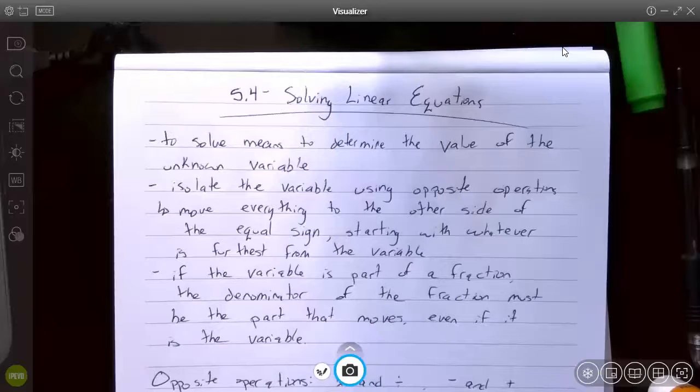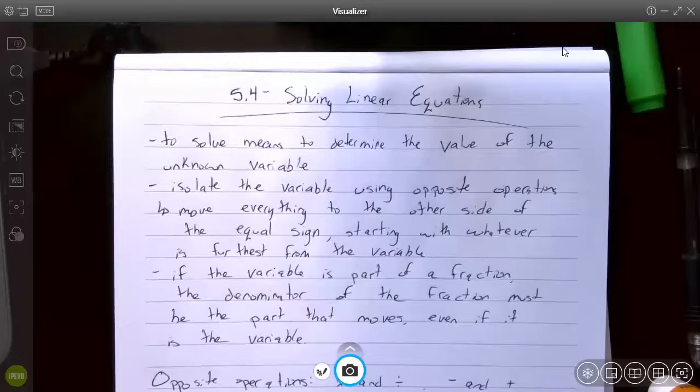Hey guys, so a couple days ago we learned how to write linear equations, then we learned how to graph linear equations. Today we're going to review how to solve linear equations, which is something that you've done before. These ones might just be a little bit more complicated than the ones you're used to seeing. We're also going to learn how to verify your solutions, which is just a way of checking to make sure that you're right. So this is lesson 5.4, solving linear equations.